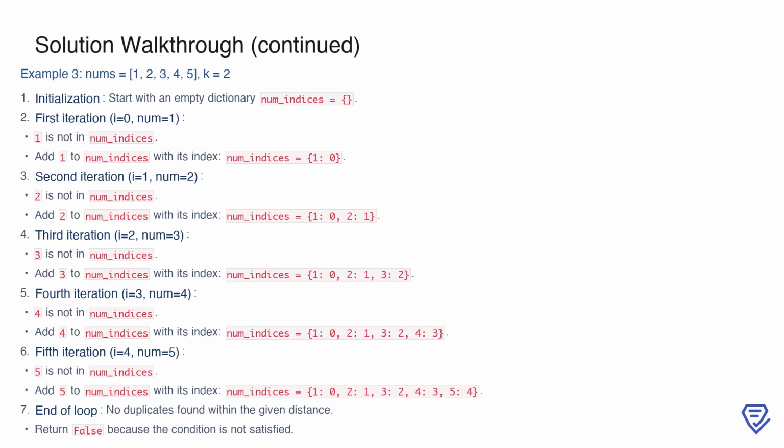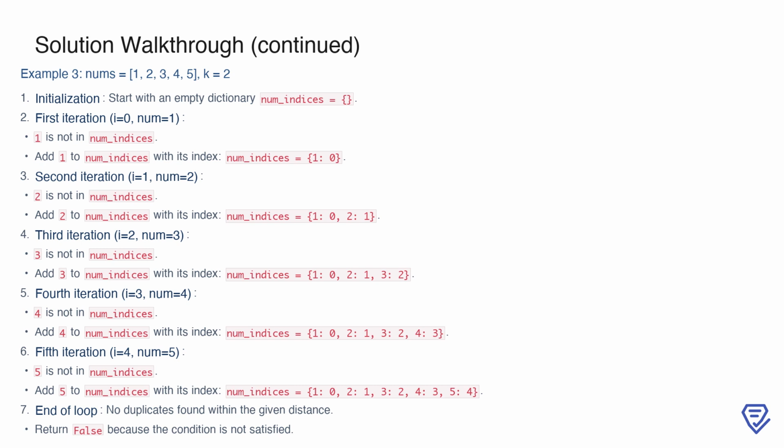On the fourth iteration, the number is 4 at index 3. Since 4 is not in the dictionary, we add it, updating number_indices to {1: 0, 2: 1, 3: 2, 4: 3}. On the fifth iteration, the number is 5 at index 4.